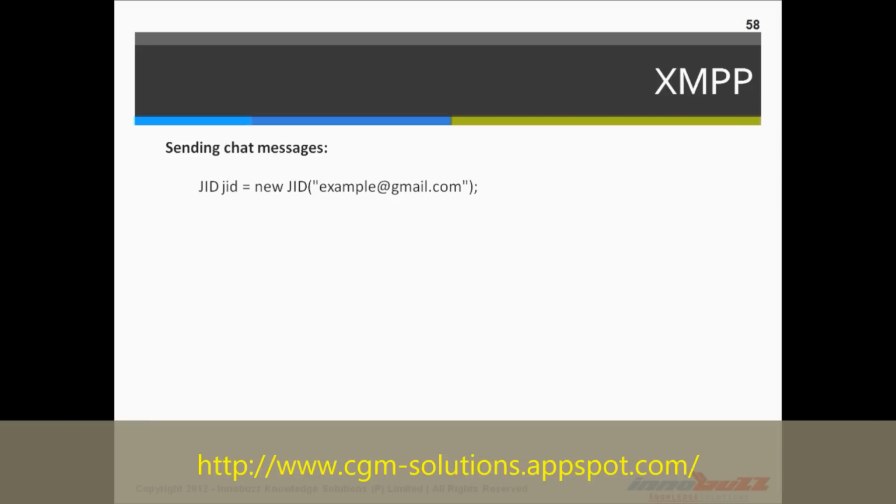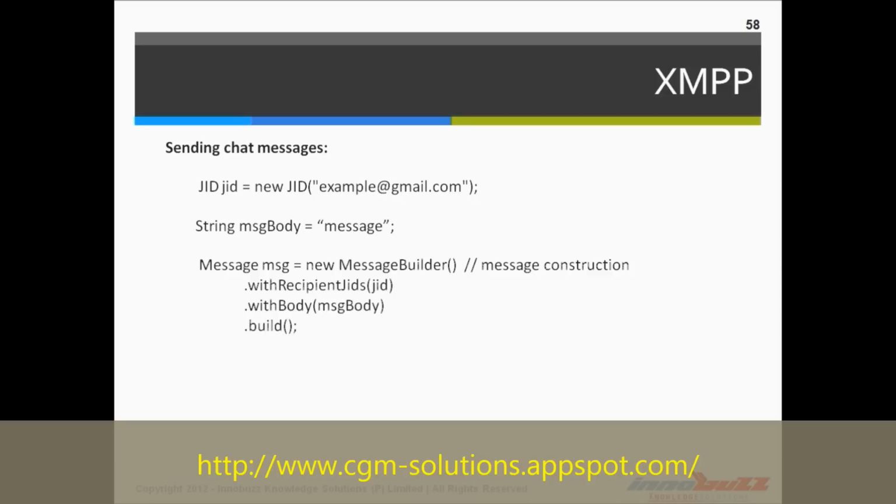We'll create a new JID object by providing some mail ID with message body, and we'll construct one message object by providing our JID and message body, and then we will send a message to the newly created JID through XMPPService.sendMessage. This is sending a message in any normal XMPP service.